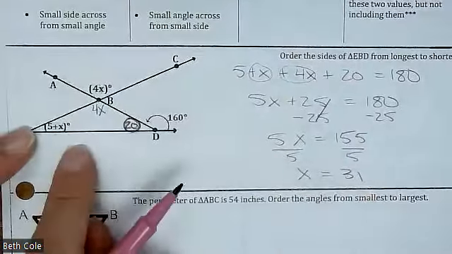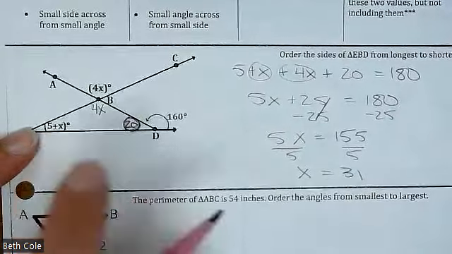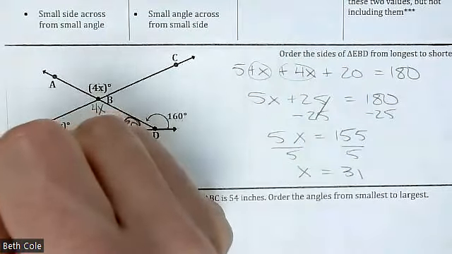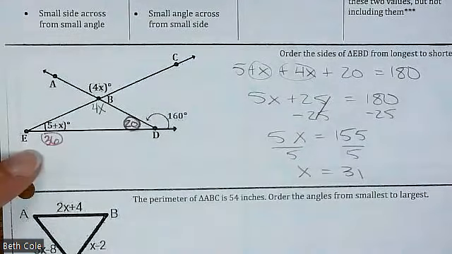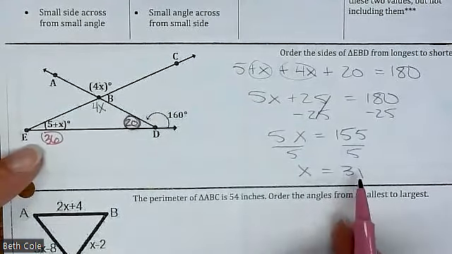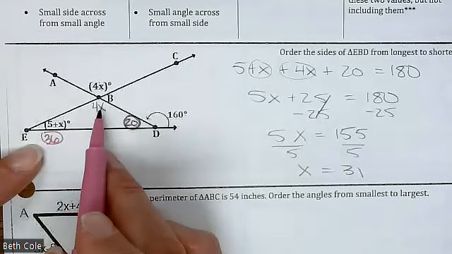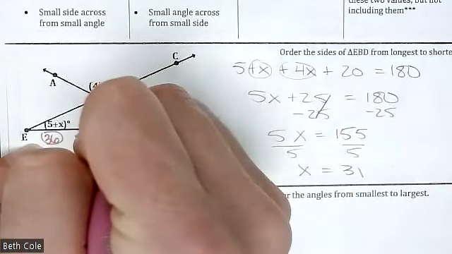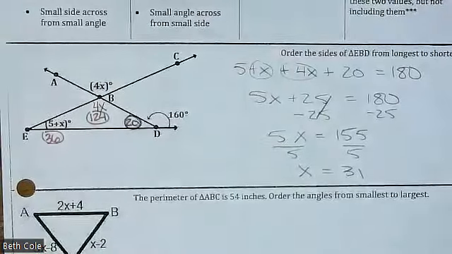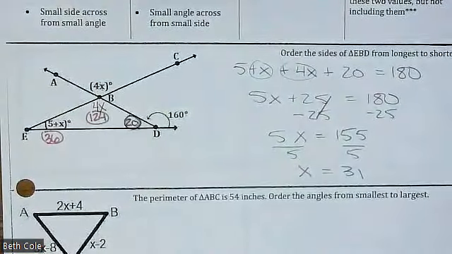If I plug the 31 back in for x, 5 plus 31 will be 36. So I know that one's 36. And then if I plug it back in here, 4 times 31 would be 124. So I have all the angles, and it said to put the sides in order.